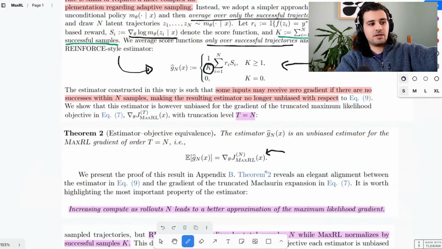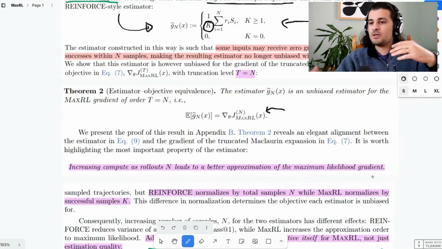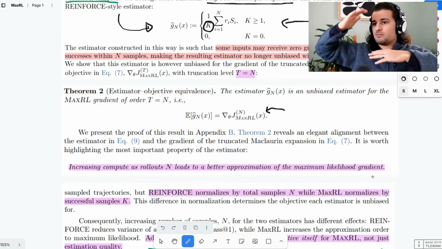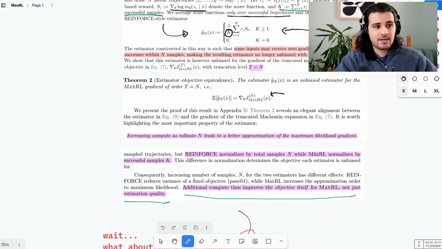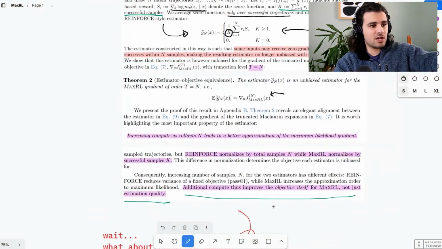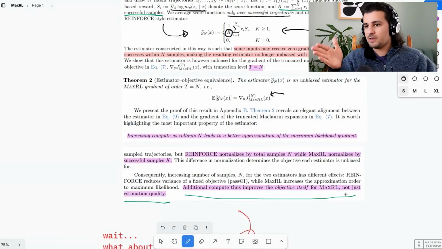So everything is good up to that point, right? As we increase the compute in the rollout, it leads to a better approximation of the maximum likelihood. As you increase the compute, you're increasing your T to be closer to the actual maximum likelihood, right? So additional compute in this specific framework improves the objective itself, not just the variance reduction or the estimation quality. It directly improves the objective, which is now a better approximation of maximum likelihood.